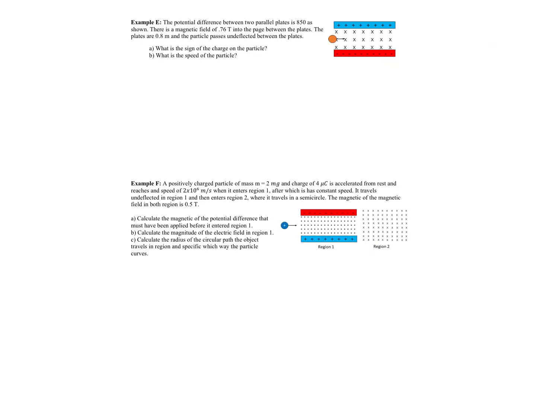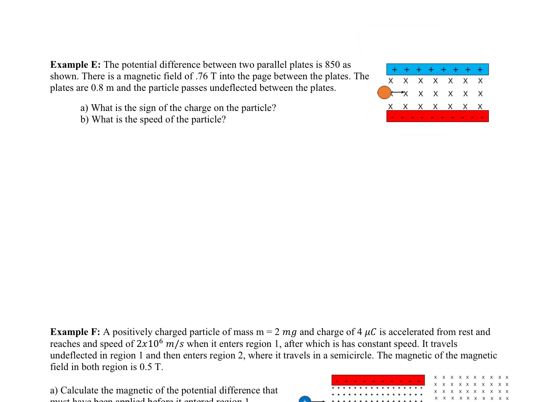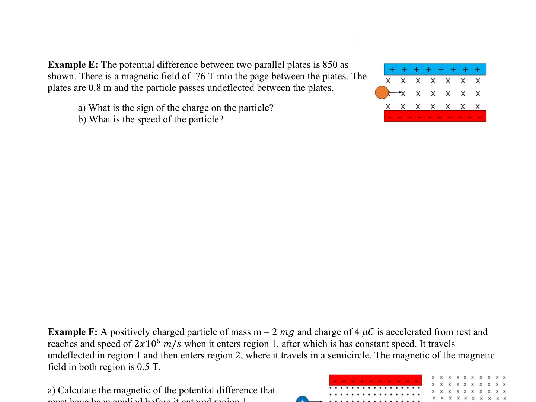So we've got to consider both, because the particle is not just being influenced by the magnetic field, it's also being influenced by the electric field. That's basically what the Lorentz force is telling you. It's being influenced by both fields there. Both fields are producing a force on the particle. So let's look at example E.